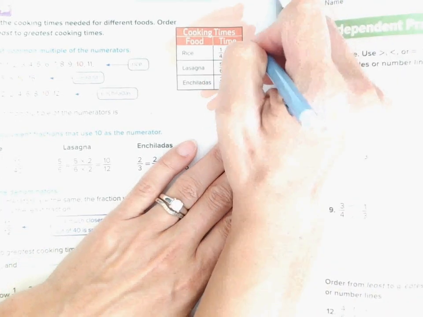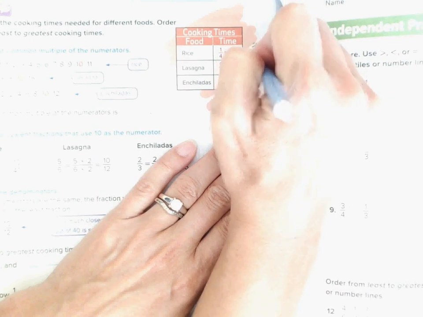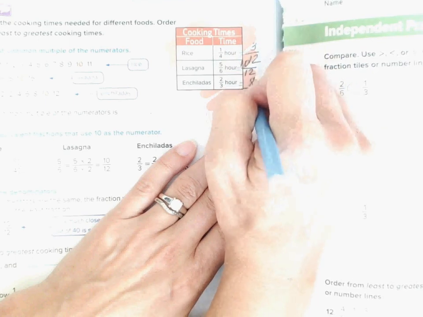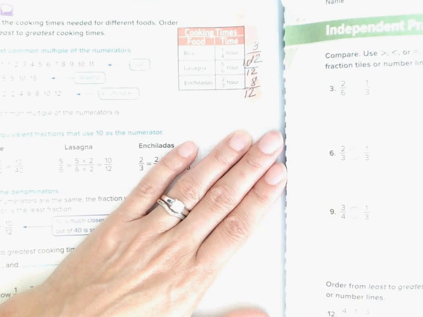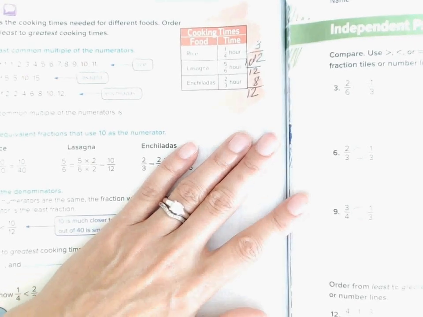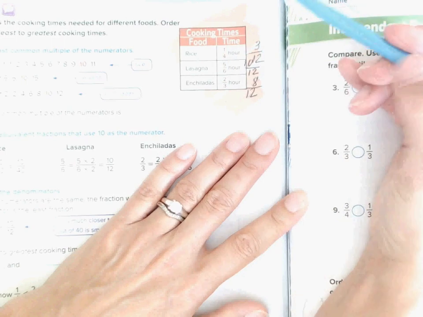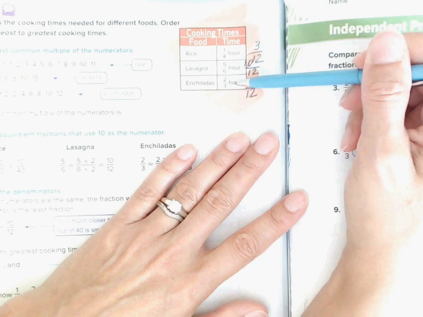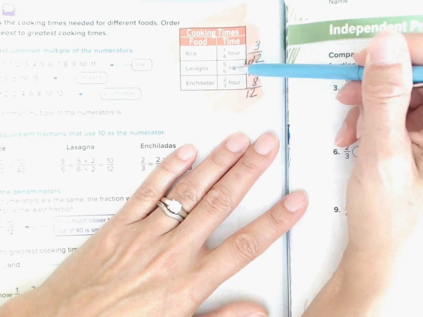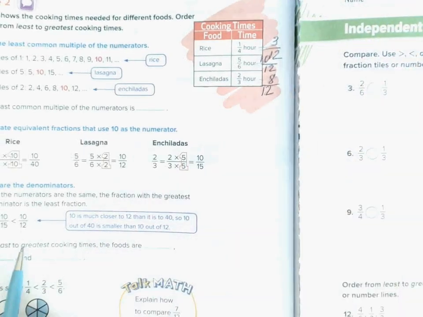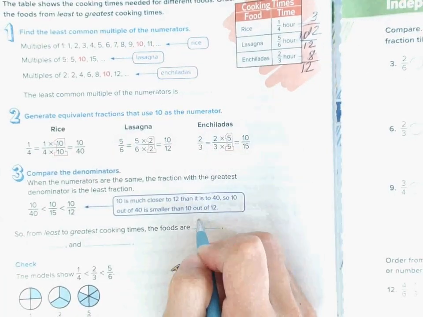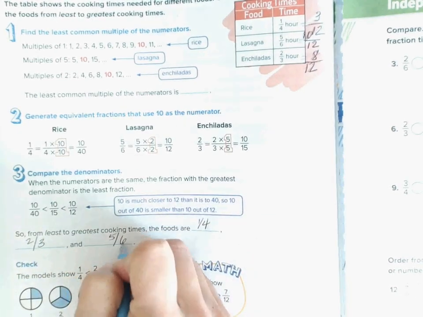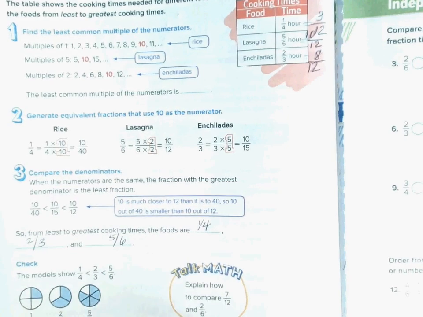So 1/4 is the same as 3/12. 5/6 is the same as 10/12. 2/3 is the same as 8/12. Okay? So, again, you can compare least, so 1/4, to greatest, which is 2/3, which is the very greatest, 5/6. Okay? So if I wanted to write this out, again, I have 1/4, 2/3, and 5/6. They have that model.